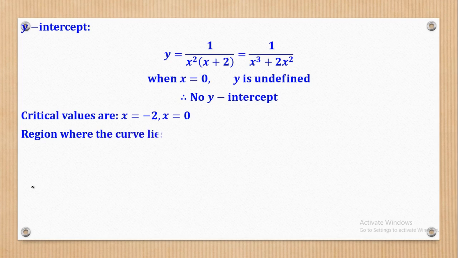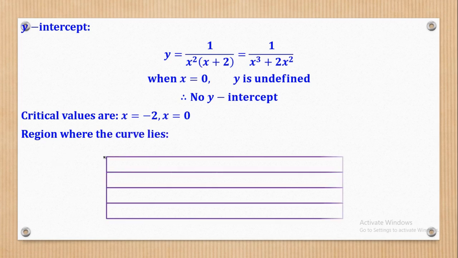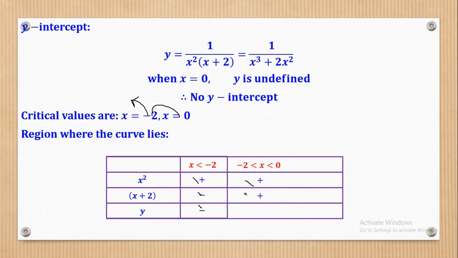Then you shall tabulate to get the region where the curve lies. So those are the terms. For less than that, inequality is that, and the sign will be this, that, and that. Then between this and this, the inequality is that, and the sign will be positive, positive, positive. Then greater than that, the inequality sign is that, and by default, all are positive.